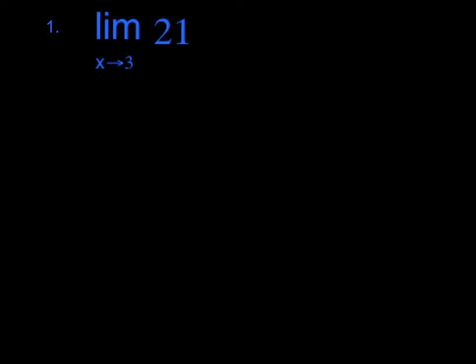Okay, so for number 1, they're asking you for the limit as x approaches 3 of 21. Now remember, anytime that you have a constant, your limit is always going to be just that constant. So then your final answer is just going to be 21.